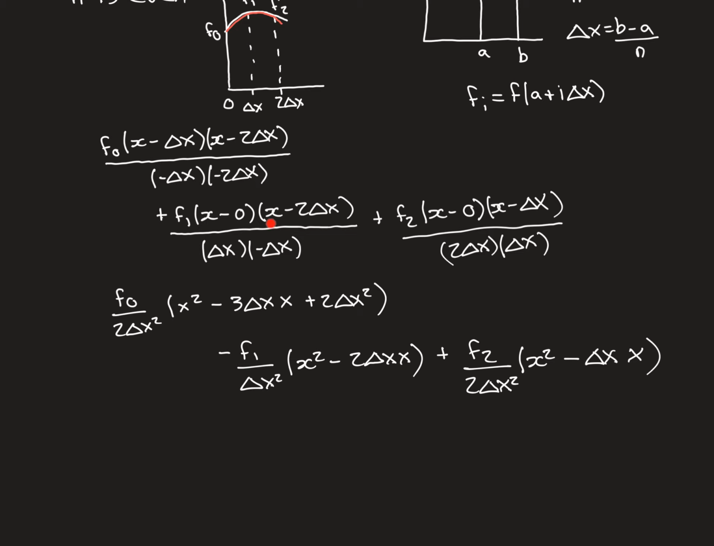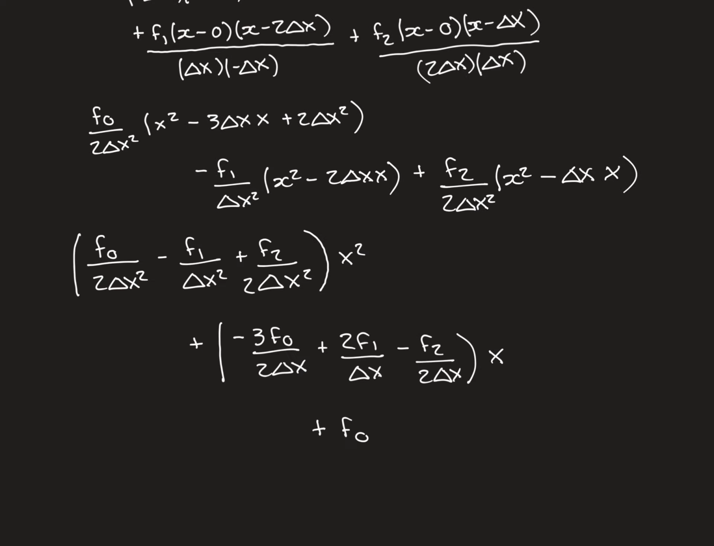That's fine. This one then, again, we've pulled out the f1 and we've pulled out the delta x times the negative delta x. So we get minus f1 over delta x squared. And then multiplying these two out, this, remember, is just x. So this is going to be x squared minus 2 delta x. And again, this looks really confusing, but it's not. You could have just replaced that with an h. It's just a constant. Then finally this one, so again pull out the f2 and the 2 delta x from the denominator, and then you've got x times this, so we get x squared minus delta x, x.